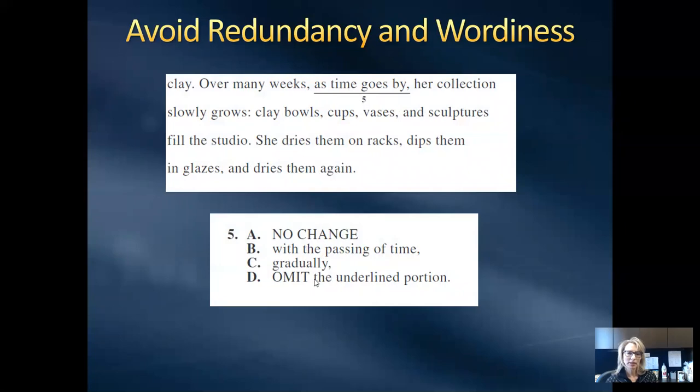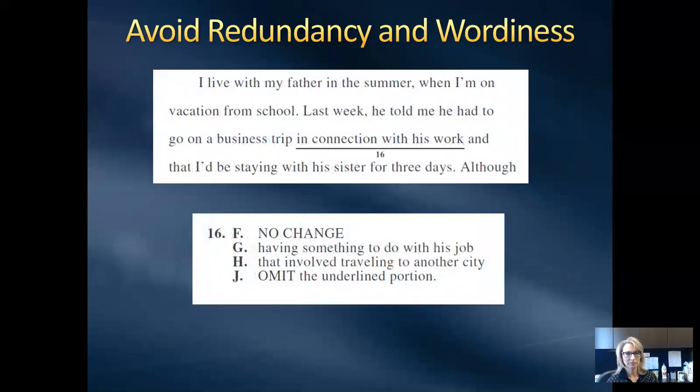Now, I want to make a note that any questions that have the options of omit and delete, you should give those a special look because more often than not, I'm not saying always, but more often than not, that is the correct answer. So just give it a really good look because often that's the right choice.